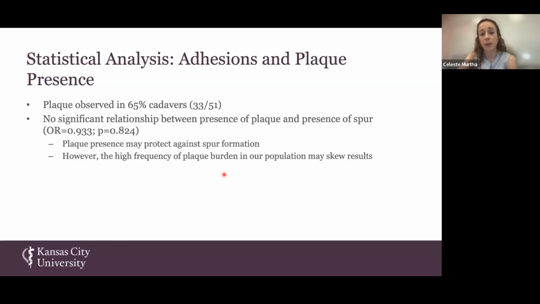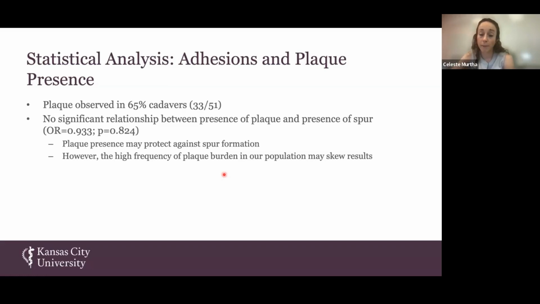When looking at the relationship between adhesions and plaque presence, we found plaque in about 65% of the cadavers. However, there was no significant relationship between presence of plaque and presence of spur. I found this to be the most surprising. I had theorized going into the project that presence of plaque in the overlying right common iliac artery would increase compression on the vein and therefore lead to a greater development of spur in the underlying vein, but that is not what the analysis suggests.